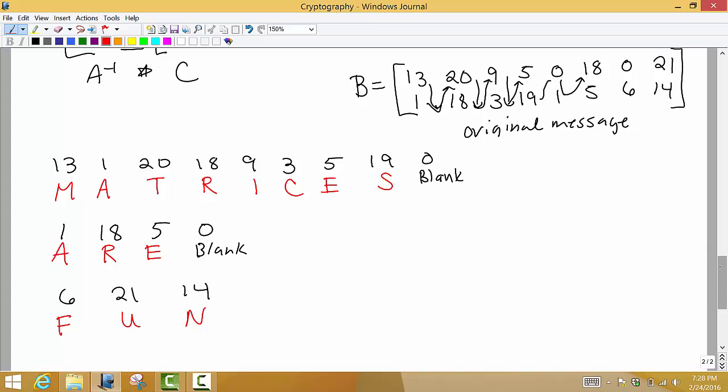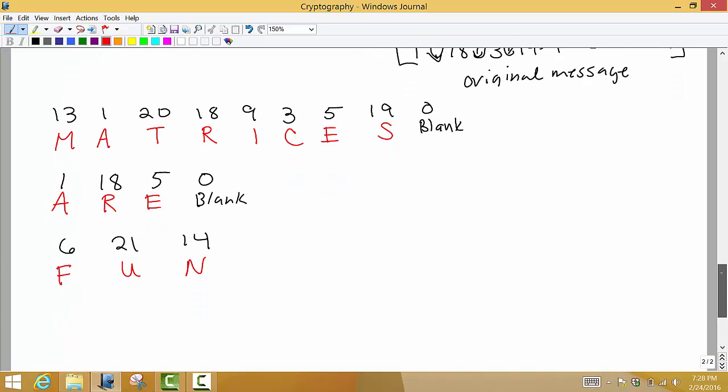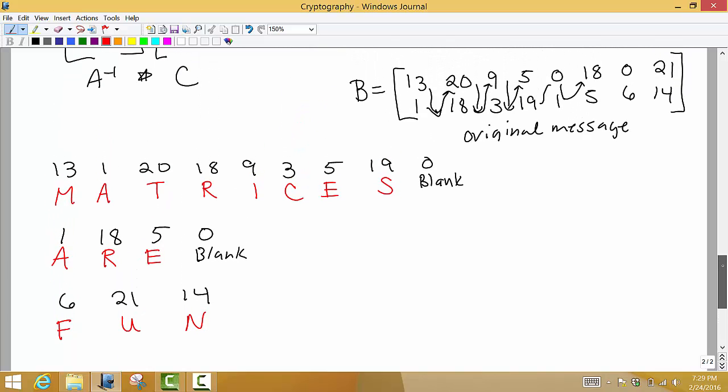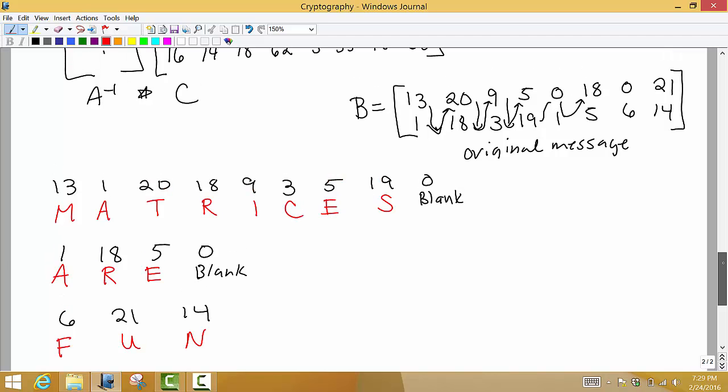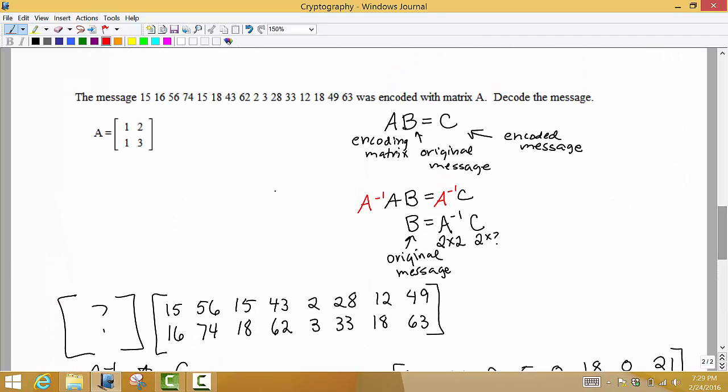Okay, so just an interesting application of these inverse matrices. All right, see if you can use this encoding matrix here to make your own message, and then see if you can give it to a friend and they can decode it.